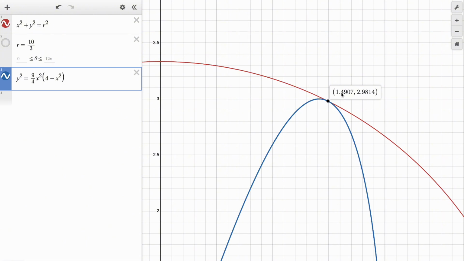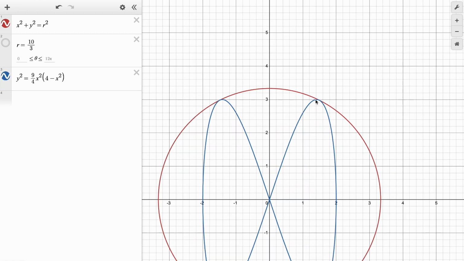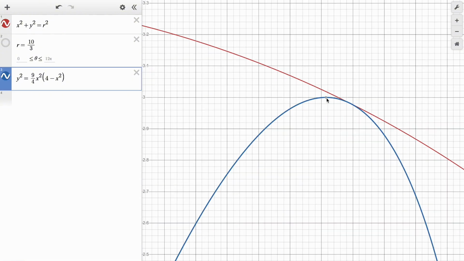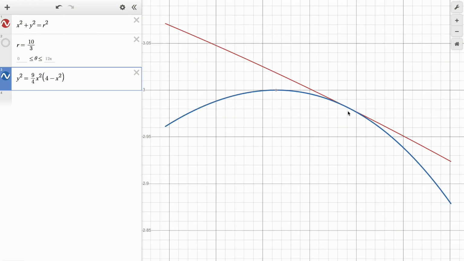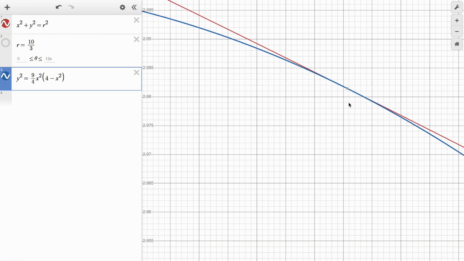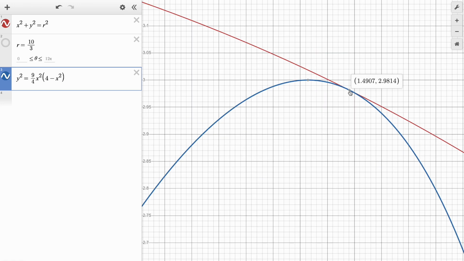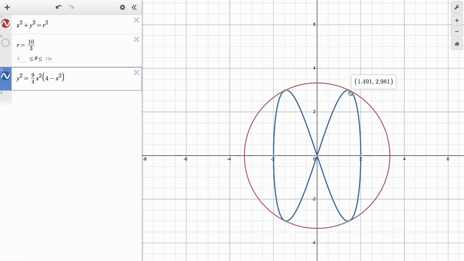1.4907. By the way, when you're doing this question, you might think that at the point of intersection, the gradient of the C1 would be 0, but as you can see over here, it's not. At the point of gradient 0 for C1, it would be over here and not the intersection. Because as you know, it only touches at one point of C1, which means that the gradient of C2 and C1 must be the same. And the gradient of C2 cannot be 0 because the gradient of C2 is only 0 at this point and this point.